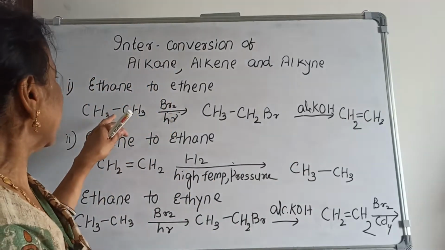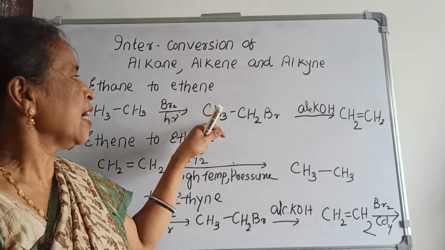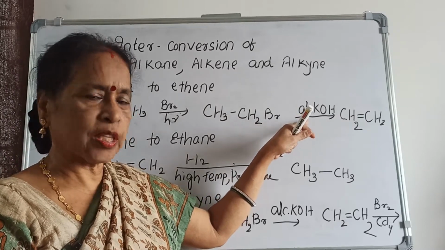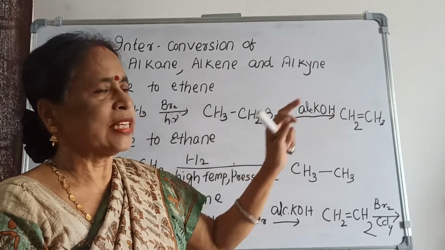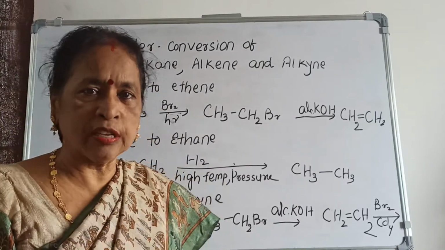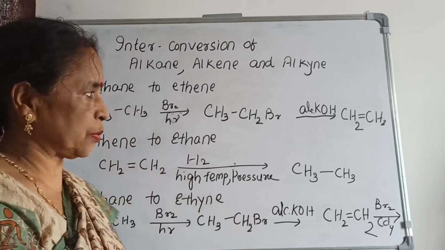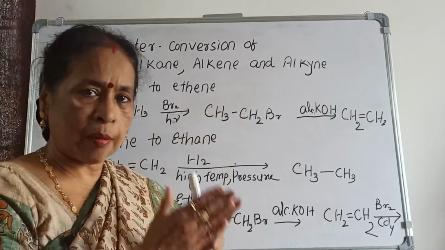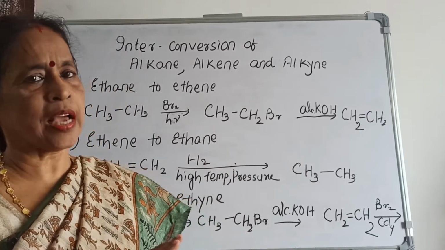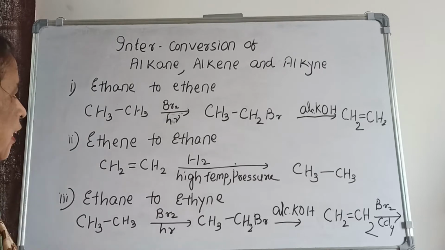Again you see, ethane when reacted with bromine in presence of sunlight gives bromoethane. Bromoethane when reacted with alcoholic KOH gives ethene. There are two chemical reactions involved. Alkane reacts with bromine in presence of sunlight, and bromoalkane reacts with alcoholic KOH, it gives alkene. This is one conversion where ethane changes to ethene.